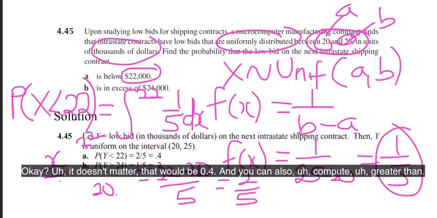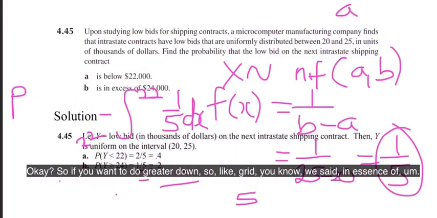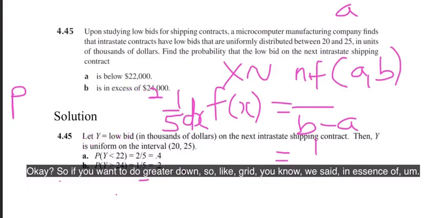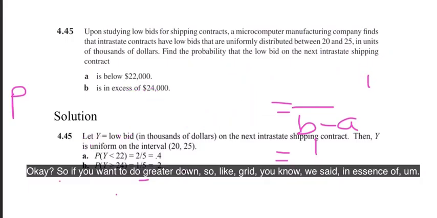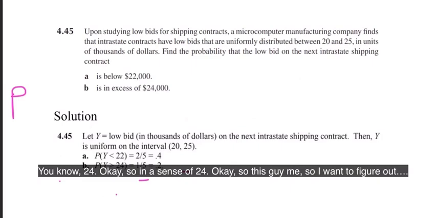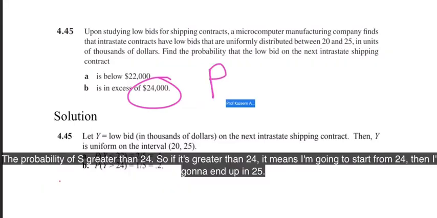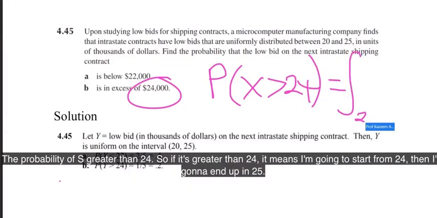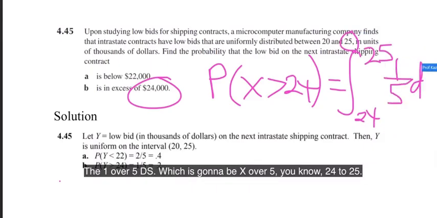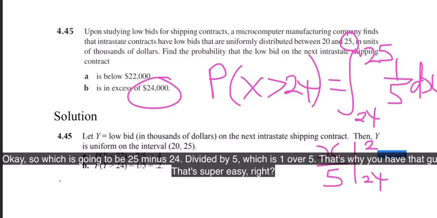And you can also compute greater than. So if you want to do greater than, say, 24, this means I want to figure out the probability of s greater than 24. So I'm going to start from 24 and end up at 25, then 1 over 5 ds, which is going to be x over 5, from 24 to 25. Which is going to be 25 minus 24 divided by 5, which is 1 over 5. That's why you have that.